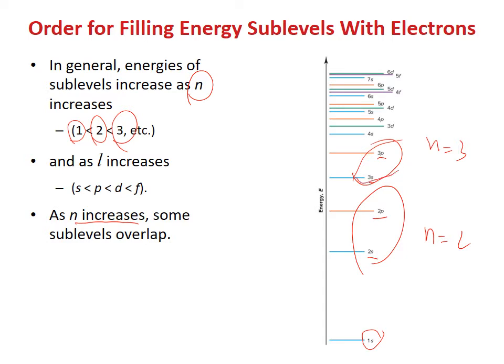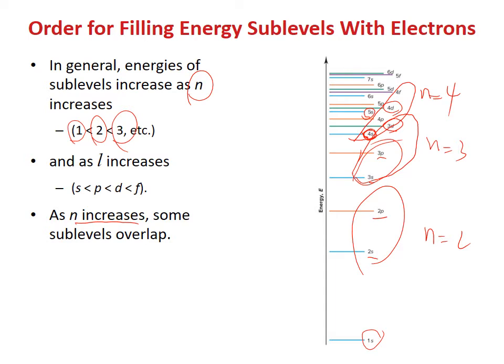So here are the orbitals when n equals 3: 3s, 3p, 3d. And here are the orbitals when n equals 4. Okay, so you can see the 4s orbital is actually lower in energy than the 3d orbital. And similarly, the 5s orbital is lower in energy than the 4d orbital.